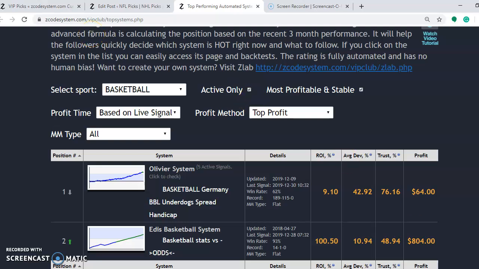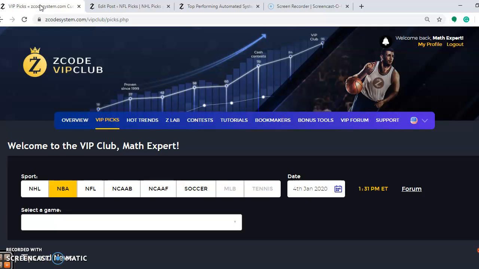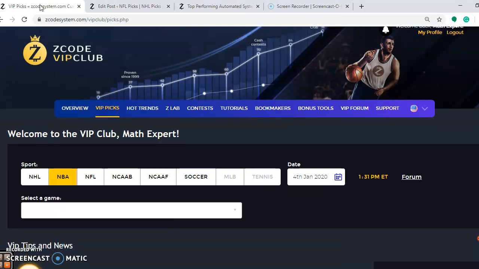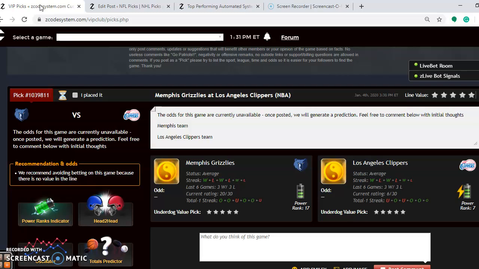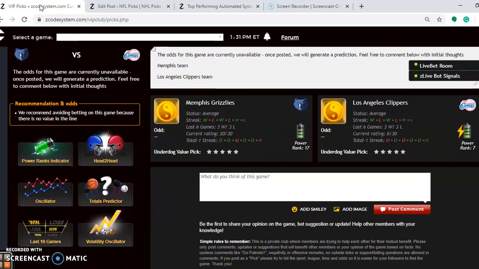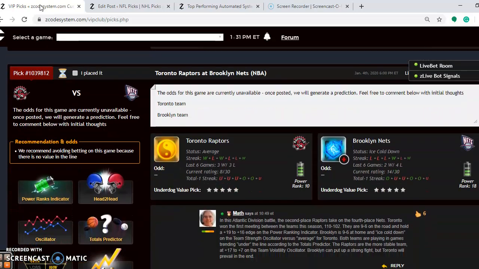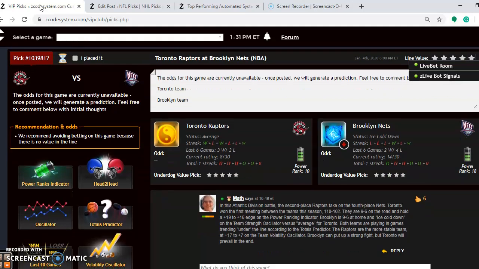Now we're going to take a look at some of the matchups here for January the 4th, as the NBA schedule has pretty much reached the halfway point of the season. There are going to be a lot of interesting matchups. So let's take a look at the first matchup. We're going to scroll down here to the Toronto Raptors and the Brooklyn Nets. In this Atlantic Division battle, the second place Raptors take on the fourth place Nets.